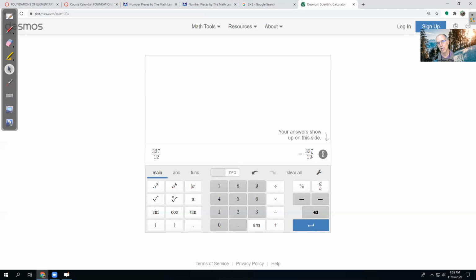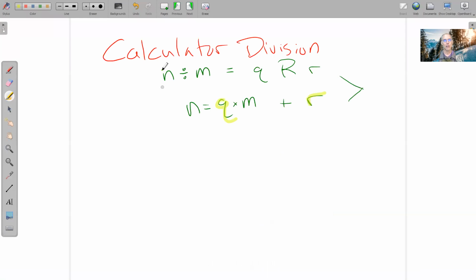So when I turn it into a fraction, I don't see the quotient anymore. When I get rid of the fraction, I see the quotient, right? The whole number part here is my quotient. The decimal part is related to the remainder. Okay, so I'm going to write this down in my notes and see if I can tease the remainder out of the calculator.